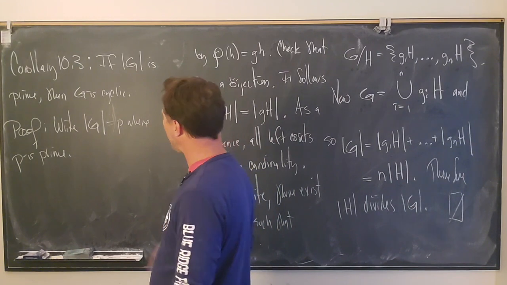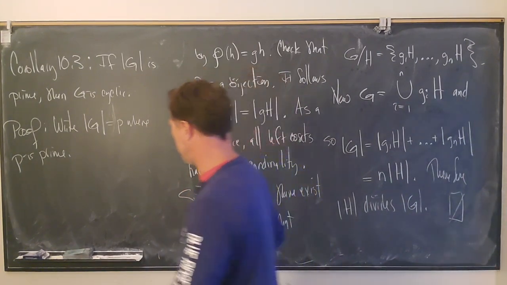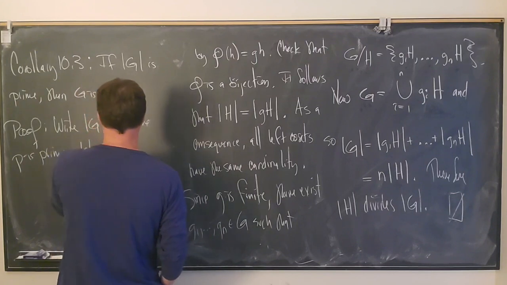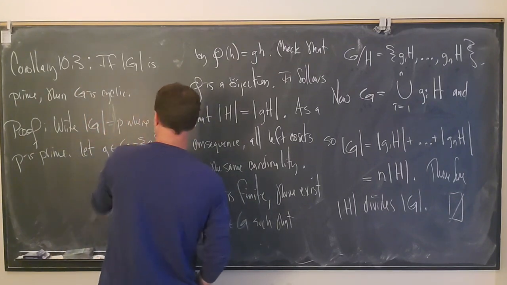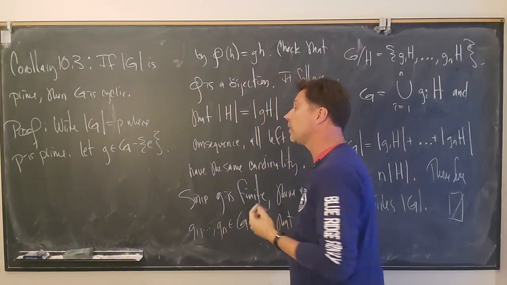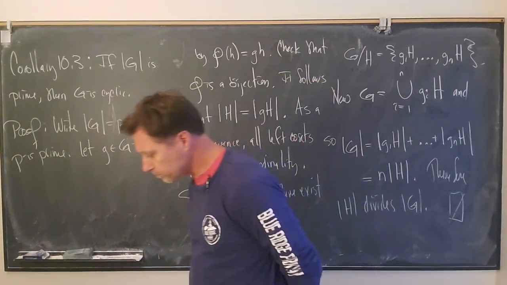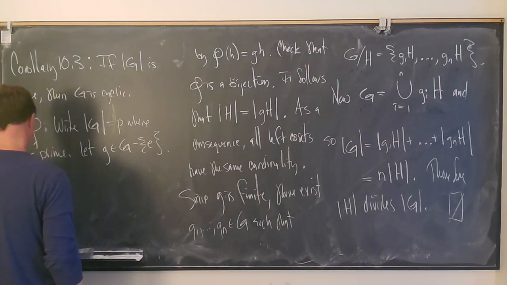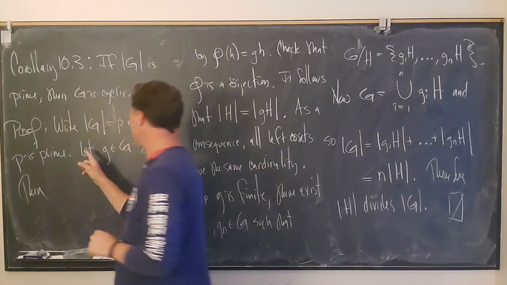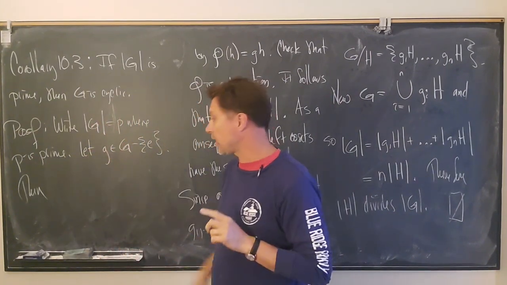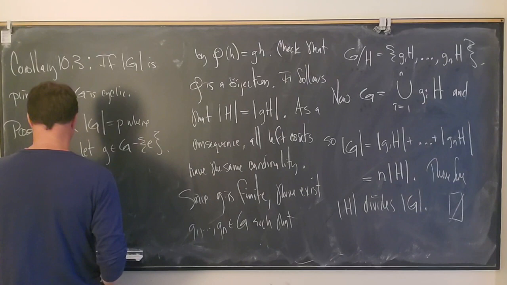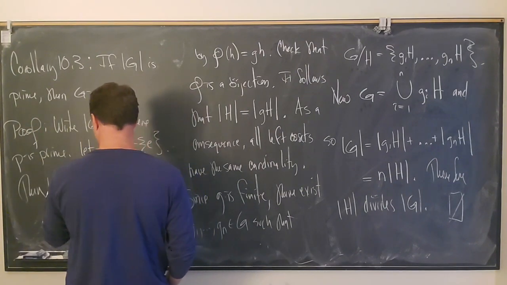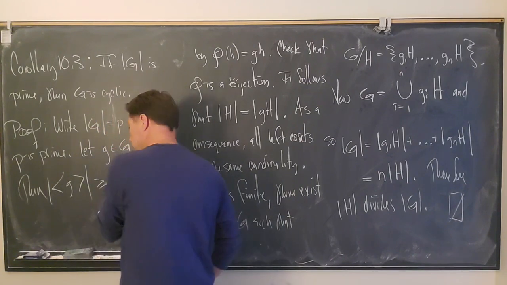Now, I want to choose any non-trivial element in G. It doesn't matter who it is. Let little g be an element of G minus the identity. So we chose a non-trivial element of G. Since it's not equal to the identity, there has to be more than one element in the cyclic subgroup generated by g. So the cyclic subgroup generated by g has order greater than or equal to 2.